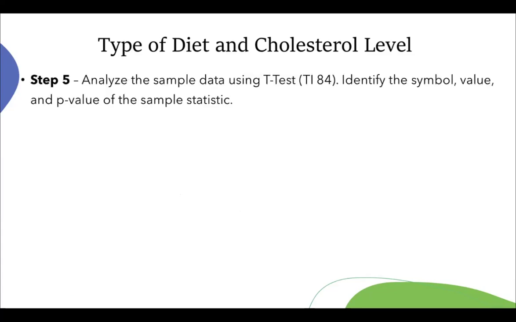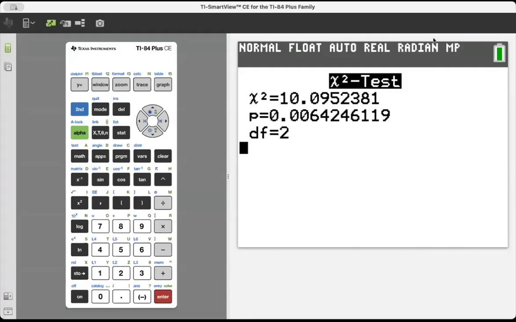So we go to our calculator, we're going to put the data into a matrix, then we're going to run the chi-square test. Sorry, it says t-test there. It says the chi-square test is what we're going to run, and we're going to identify the symbol, the value, and the p-value of the sample statistic. So let's jump to the calculator and put in that data and run that test.